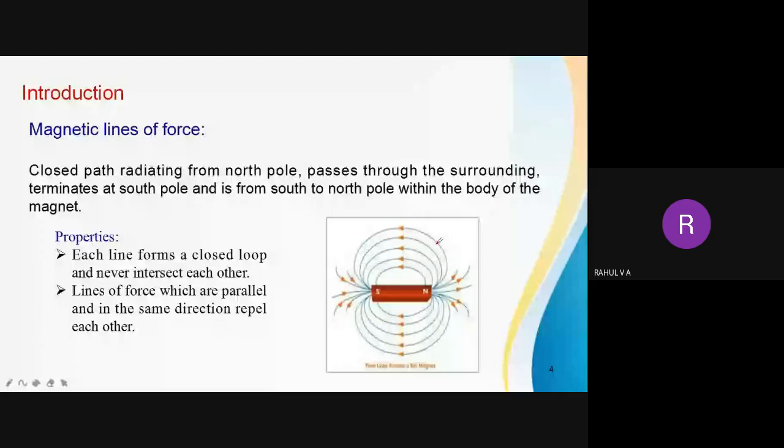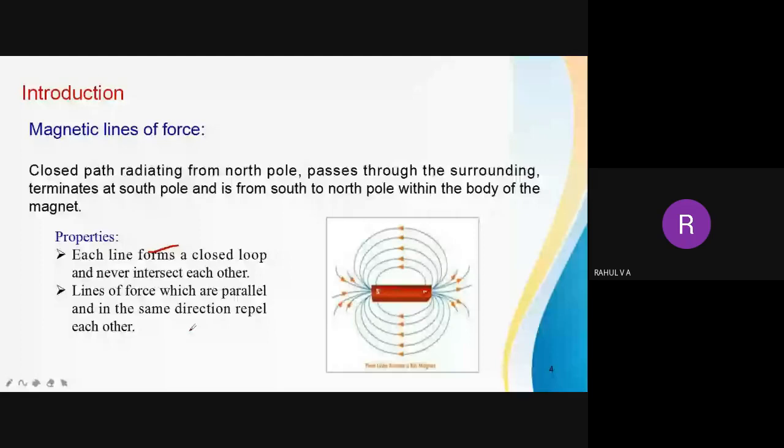It travels from north pole to south pole through the surrounding of the magnetic material, and from south pole to north pole again it travels within the body of the magnet or magnetic material. That is called magnetic lines of force. There are a lot of properties. They never intersect each other, and parallel lines will repel each other.